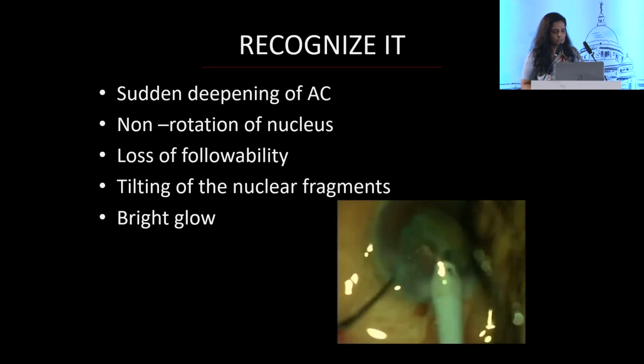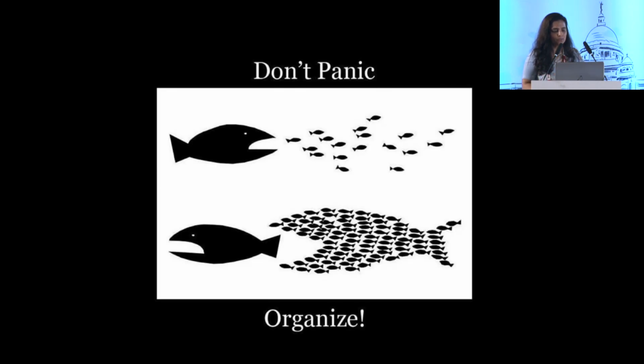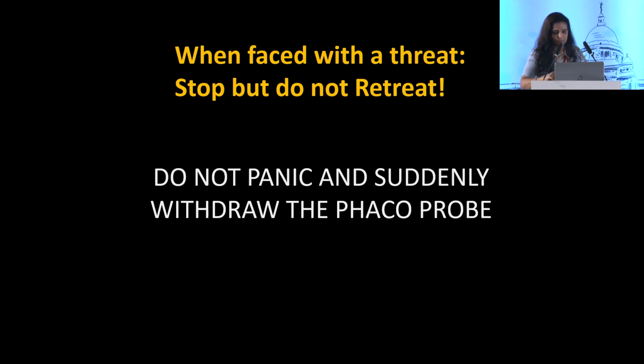Recognition we all are familiar with is sudden deepening of the anterior chamber, non-rotation of the nucleus, loss of followability, tilting, and a bright glow. So the first thing is not to panic. Do not get overwhelmed with the situation. Instead, organize yourself and face the situation fair and square. Now, the management strategy would depend on the extent of the PCR, the intactness of the hyaloid face, the location of the nucleus, whether it's in the posterior chamber or in the anterior chamber, the availability of the equipment, the availability of IOLs, knowledge about a proper anterior vitrectomy, and the availability of a VR surgeon.